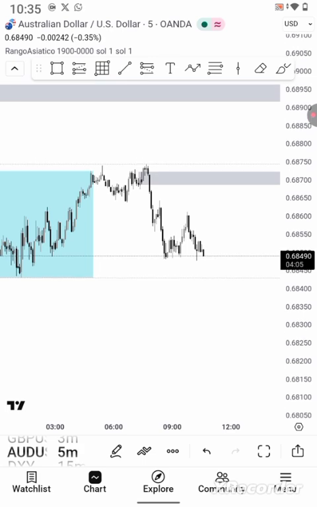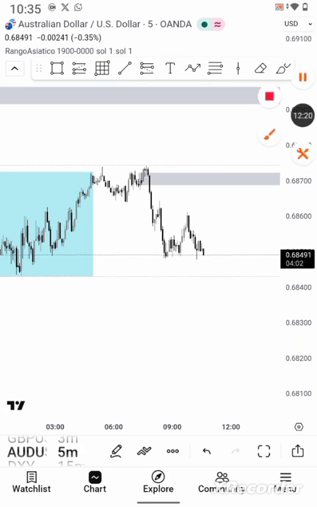So that's just it. Just take your time. Following market structure is very, very important. If you apply proper market structure and the right timing, you will find some improvement in your trading.